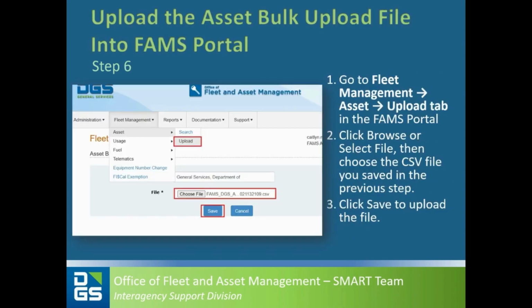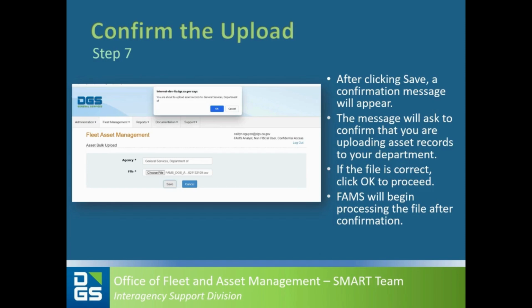Step 6, upload the file to FAMS. Go to the Fleet Management Asset Upload section in FAMS. Confirm your agency is selected, then upload the file we just saved. Step 7, confirm the upload. After uploading, you will see a confirmation message asking you to verify that you're uploading asset records for your department. If everything looks good, click OK. FAMS will begin processing the file.